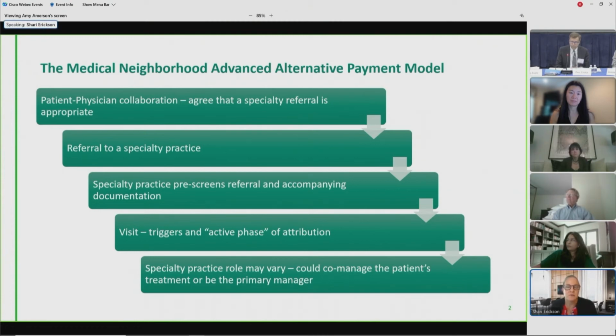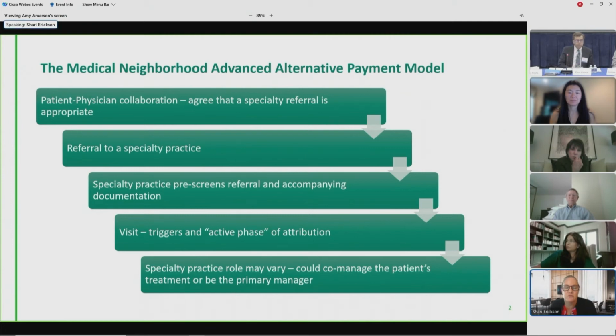Just as a reminder for those that may not be as familiar with the model, it includes a process that first engages the patient with their physician in a collaborative manner to agree that a specialty referral is appropriate. That referral occurs to a specialty practice. In this process, though, the specialty practice pre-screens this referral and accompanying documentation to ensure that it is truly appropriate, so that we eliminate any potential additional challenges with regard to administrative burden, et cetera, for inappropriate referrals that may occur. The visit with that specialty practice then triggers an active phase of attribution for this model.